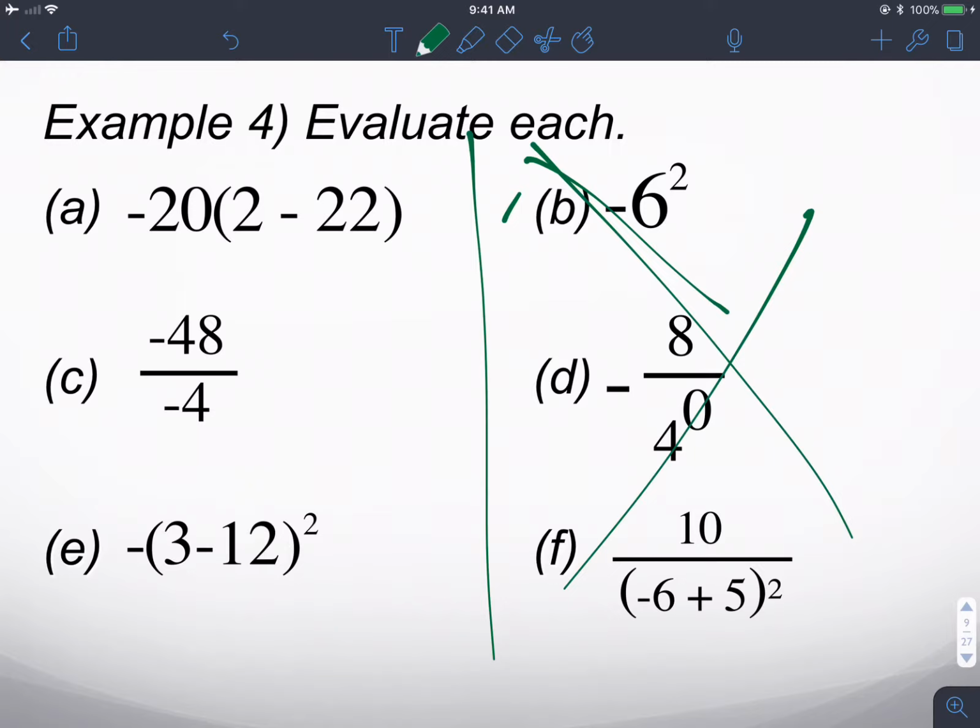I need some people to get involved. Question for you. What's the first thing you would do in Part A? Good, parentheses. So can you do 2 minus 22? Negative 20. This becomes negative 20 times negative 20. All right, now we are multiplying two things together. So now we're throwing in multiplying and dividing integers. The same rule applies, right? A negative times a negative is a positive. So negative 20 times negative 20 will become positive. So the answer is 400.